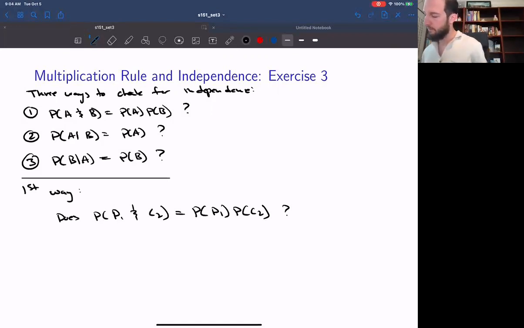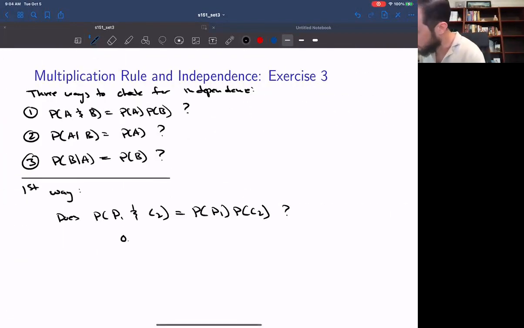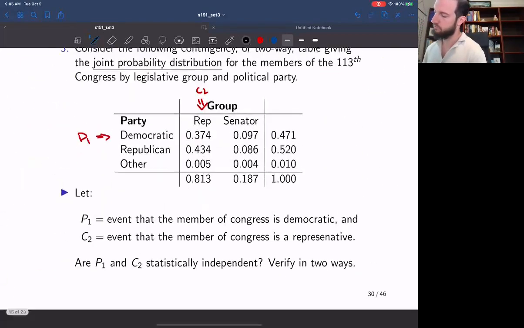From our contingency table, the probability of P1 and C2 is 0.374. The probability of P1 is 0.471. The probability of C2 is 0.813. So we have 0.374 is equal to 0.471 multiplied by 0.813.